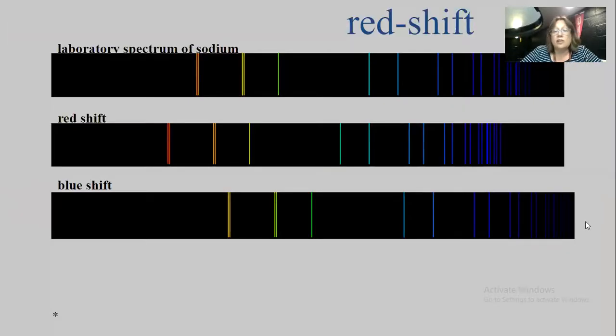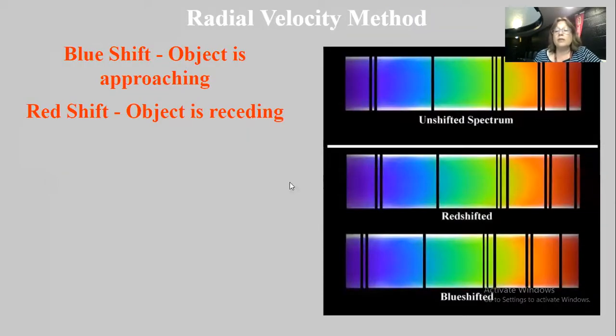So here are some stationary spectrograms for you to see. The top one is a spectrogram in a laboratory setting, so the object is not moving. Here, all of the lines in the second one are shifted in the direction of the red end. So that's a red shift. The object is moving away from us. The wavelengths are being stretched out. On the bottom one, the wavelengths are shifted towards the blue end of the spectrum. So that object is moving towards us. The wavelengths are compressed.